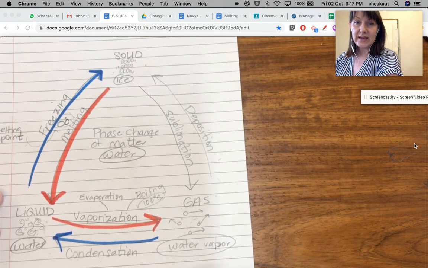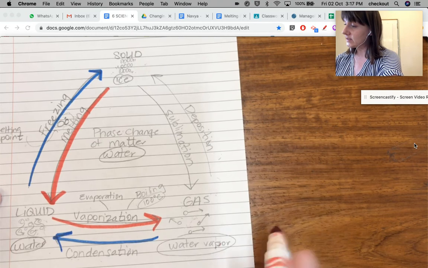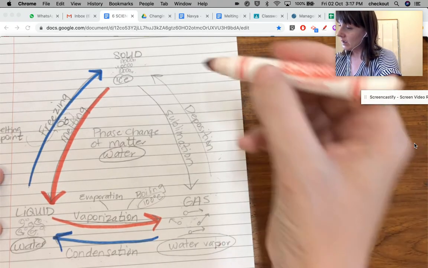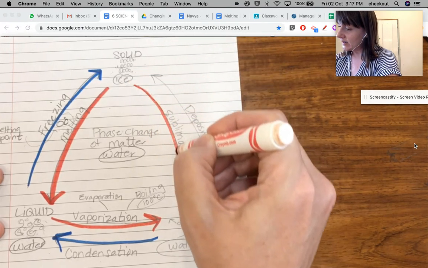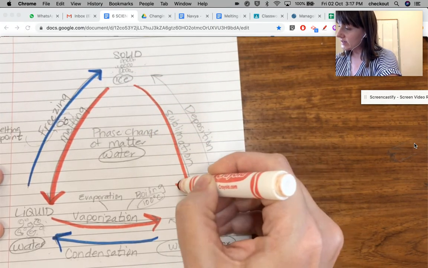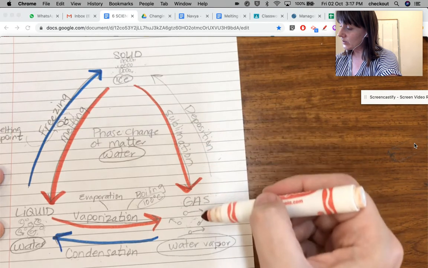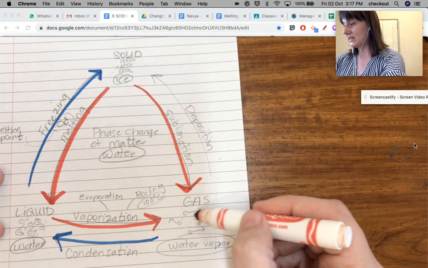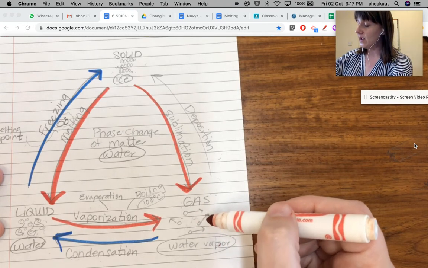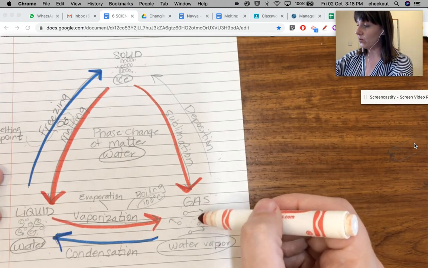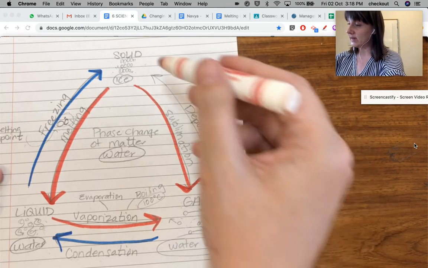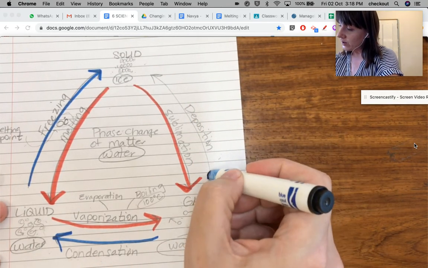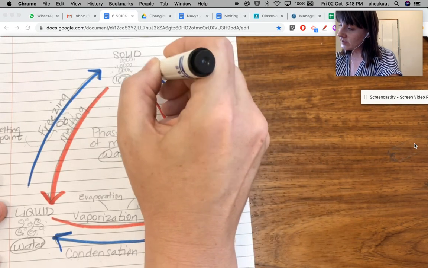If we're looking at solids and gases, which one of these would be a gain in thermal energy? Sublimation would be a gain in thermal energy. You can see that because from a solid to a gas, the particles are spreading out, they're moving faster. The temperature of a gas as water vapor would be a higher temperature than a solid. Deposition is the opposite here, where you have a loss of thermal energy.